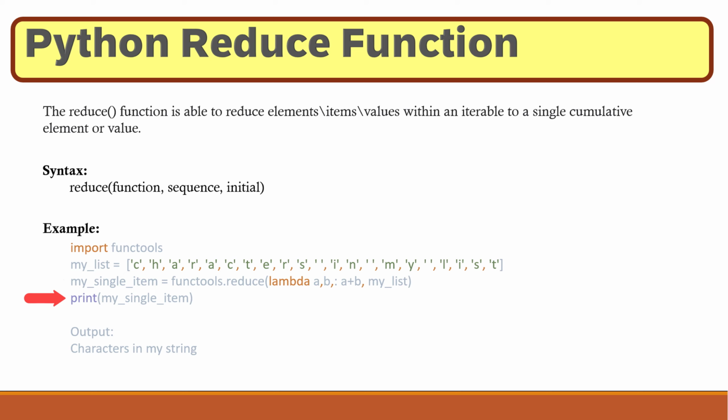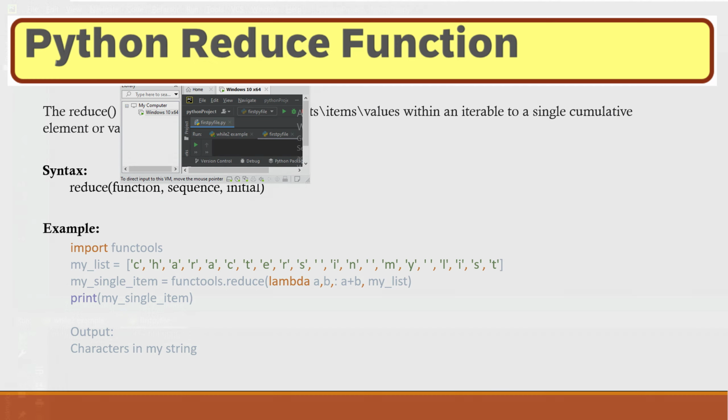And finally, we are printing the result to the screen, my_single_item, and we can see the output. The output is characters in my string, and this is a single value. So we have reduced it to a single value. So let's have a look at how this works in PyCharm.